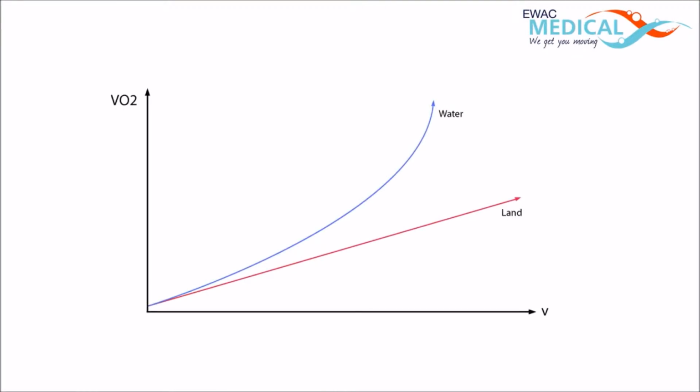VO2 is the amount of oxygen that is used by the combustion process of the body. It is also a very effective indicator of the labor the body is producing at any given time. If we compare running in water with running on dry land, clearly the amount of labor increases much faster with increasing speed. But now we will make the comparison a little bit more complicated.